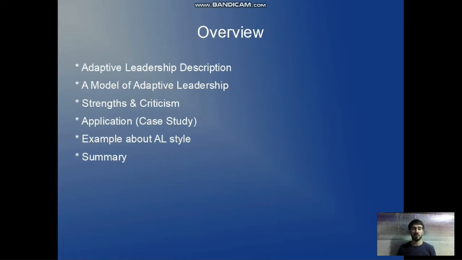First of all, let us have an overview to show you what you are going to expect from this presentation. First, I'm going to describe what is adaptive leadership, and then a model of adaptive leadership, next strengths and weaknesses of adaptive leadership, and we are going to have a case study as well. And an example about a public figure who showed such kind of style in the past, and at the end a summary to cover the whole chapter that I've read from Northouse's book.